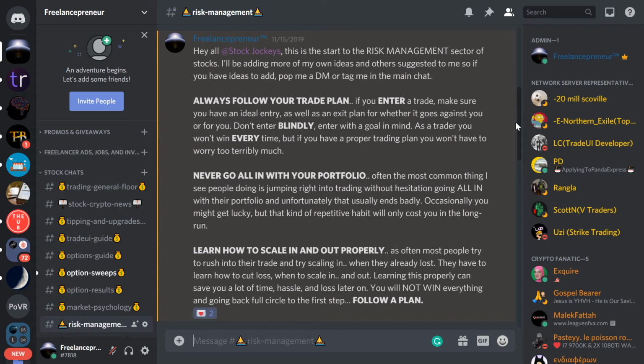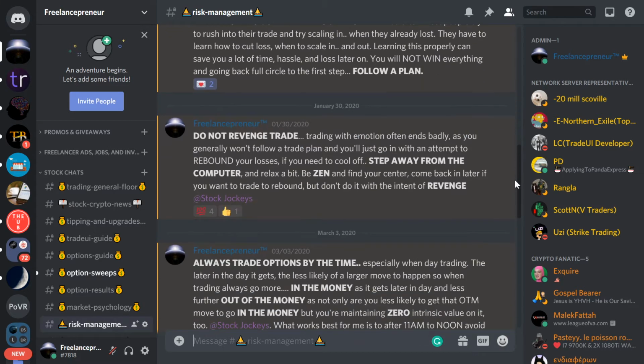But basically, different risk management tips. Always follow your trade plan. Never go all in with your portfolio. There's such a thing as scaling in and scaling out. If you're up a little bit on profit, think of how much that would have taken you to make in your day job. Obviously, this is not a get rich quick scheme. You have to take time to build those profits. Do not revenge trade. If you lose on a trade, don't try to get back in to make back that loss without following any kind of trading plan. If it goes against you, get out, reassess, and then re-engage.